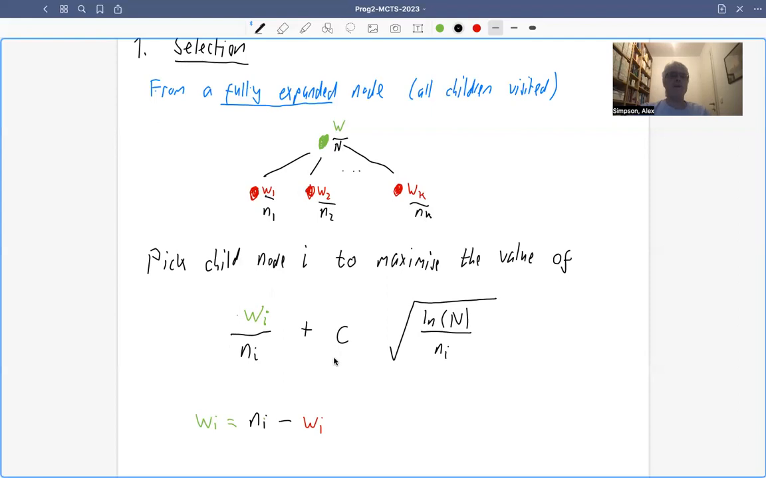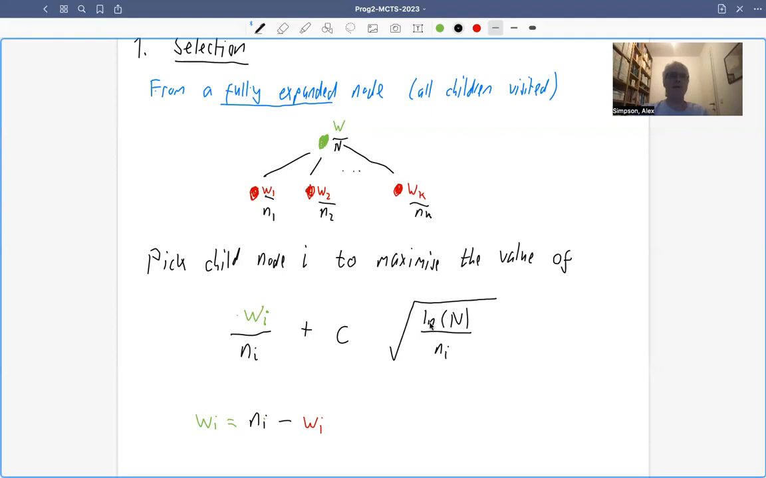together with that, we take into consideration another factor, which has this more complicated formula: C times the square root of the natural log of capital N over little n sub I. Capital N here is the number of visits we've had for the parent node. Little n sub I is the number of visits that the child node we're looking at has had. So if we're in W1, it's the number of times we visited this. Capital N goes up by 1 each time we visit this node, and little n1 also goes up by 1 each time we visit this node.